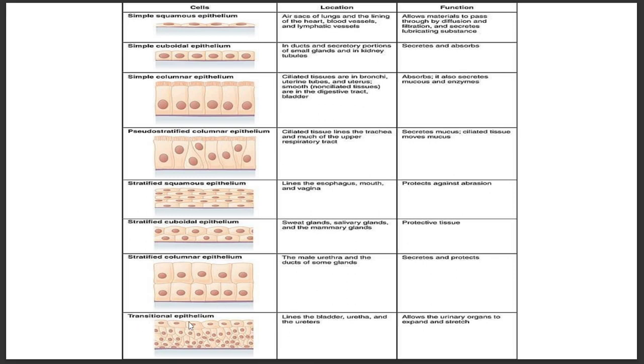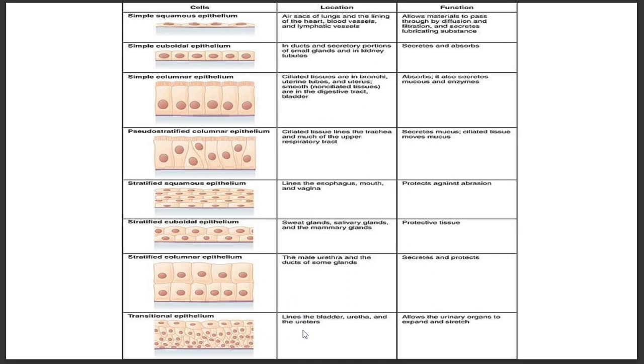You also have the transitional epithelium. The transitional epithelium, the one which changes, this one we just need to know is there to allow urinary organs to expand and stretch, more similar to what I was explaining for the stratified columnar.